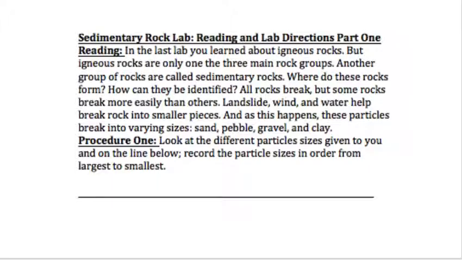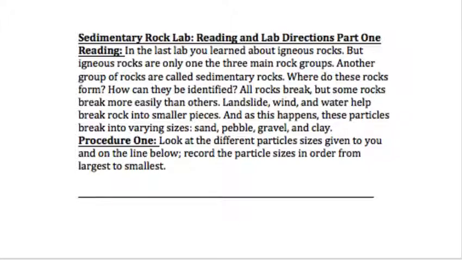Sedimentary Rock Lab, Reading and Lab Directions Part 1. In the last lab, you learned about igneous rocks, but igneous rocks are only one of the 3 main rock groups. Another group of rocks are called sedimentary rocks. Where do these rocks form? How can they be identified? All rocks break, but some rocks break more easily than others. Landslide, wind, and water help break rock into smaller pieces. And as this happens, these particles break into varying sizes: sand, pebble, gravel, and clay.